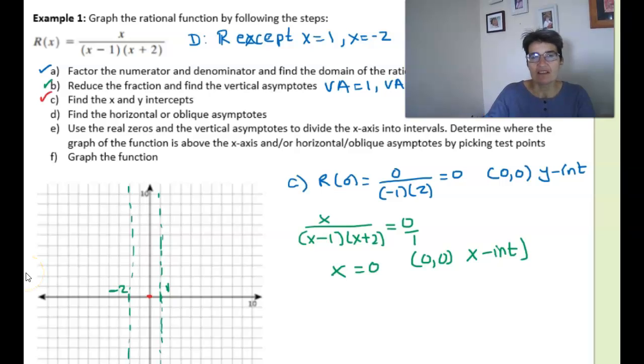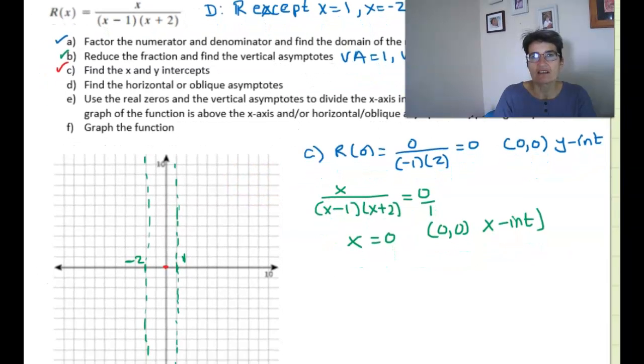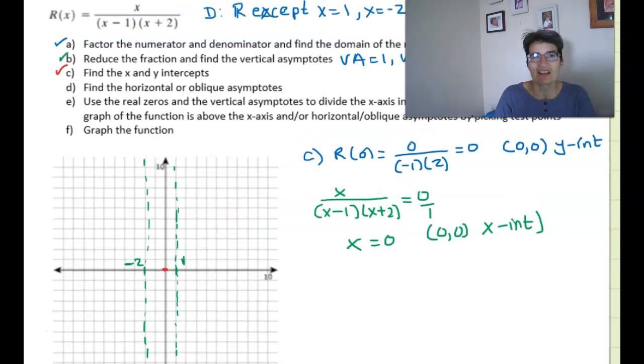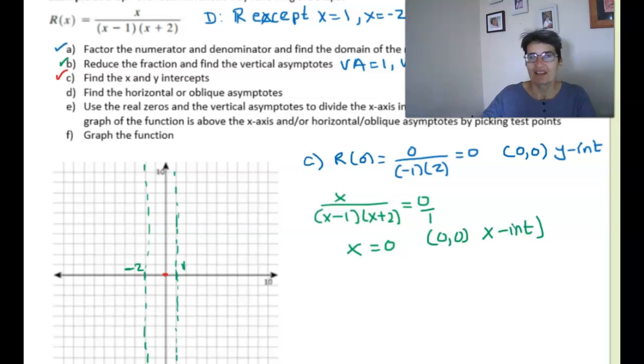Okay, now let's find the horizontal or oblique asymptotes. This finds the end behavior. Just as with polynomials we looked at the end behavior, here we look at end behavior by finding horizontal or oblique asymptotes. All right. So let's look at our function, x over x minus 1, x plus 2. For horizontal or oblique asymptotes, we need to compare the degrees of the top and the bottom.